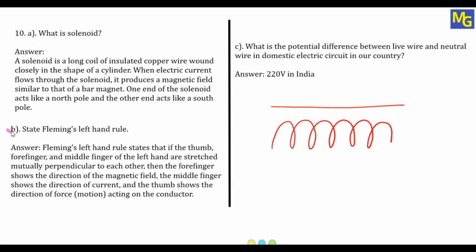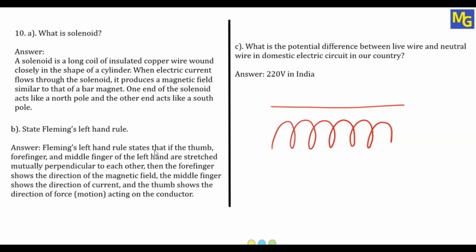Now we'll move to question B. State Fleming's left hand rule. So there are two rules, left hand rule and right hand rule. Both the rules are very important. In this paper they have asked the left hand rule. In another paper they may ask the right hand rule. So you remember both the rules. Now we will start with the answer.